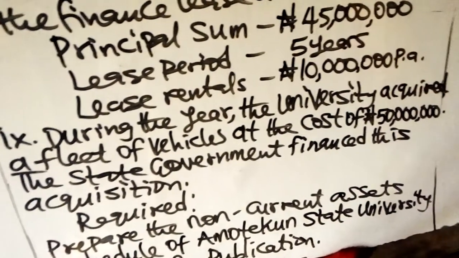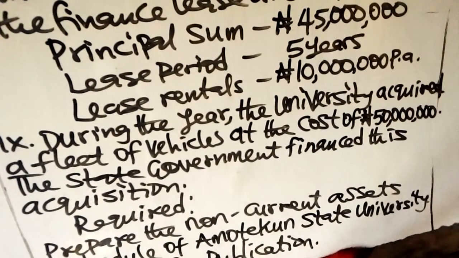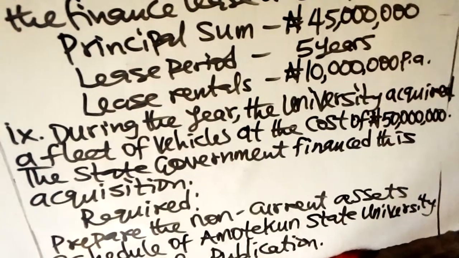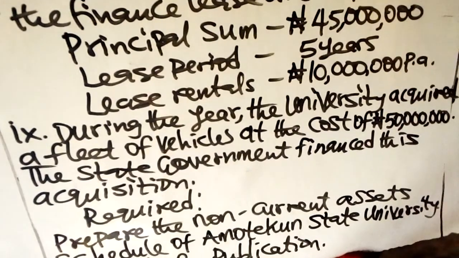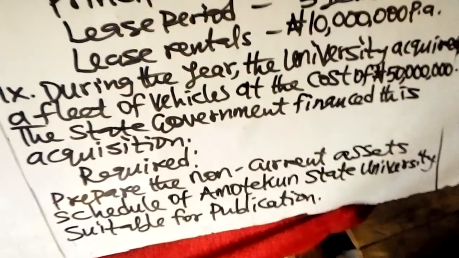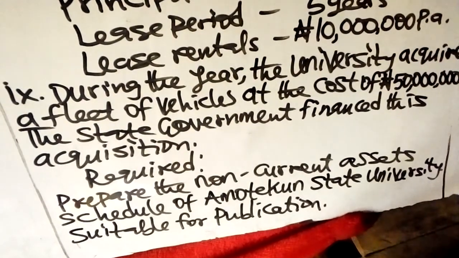Note 9. During the year, the university acquired a fleet of vehicles at the cost of 50 million naira. The state government financed this acquisition. Required, prepare the non-current asset schedule of Amotekun State University, suitable for publication. So that is all about the question.